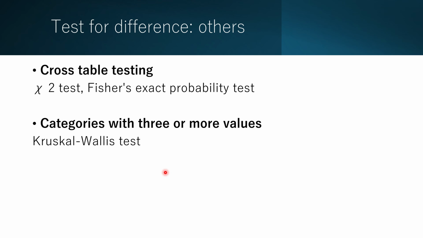So I added this, right? For categories with 3 or more values, you can use the Kruskal-Wallis test. For the cross-table testing case, the chi-square test and Fisher's exact test can be done. And for categories with 3 or more values, the Kruskal-Wallis test can be done. This is true.